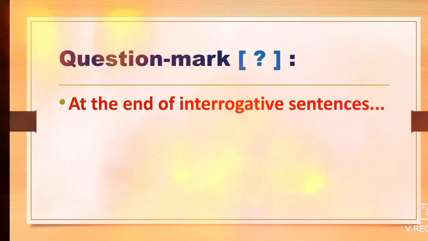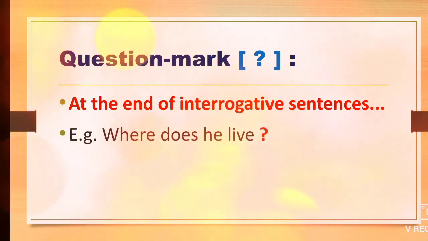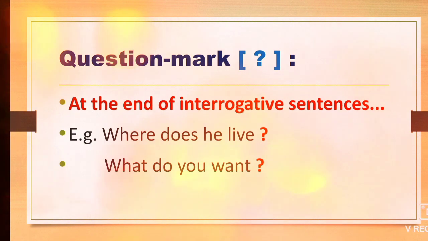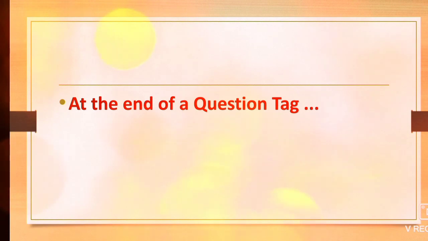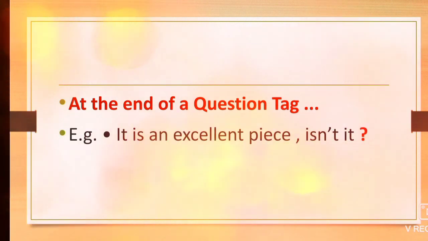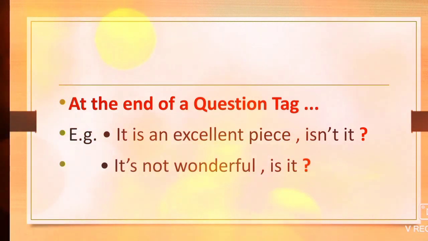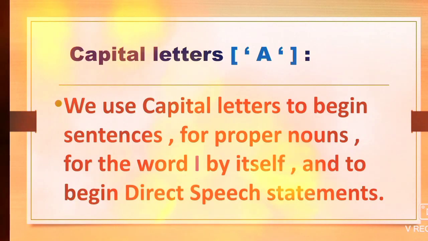Question mark. At the end of interrogative sentences. Interrogative means like a question. For example, where does he live? What do you want? At the end of a question tag. A question tag is part of grammar. For example, it is an excellent piece, isn't it? It's not wonderful, is it? Like this type.